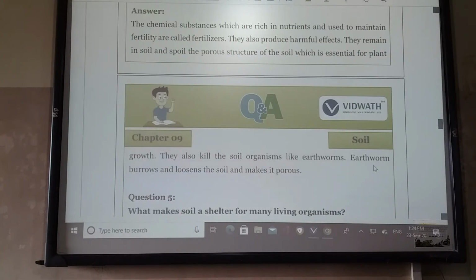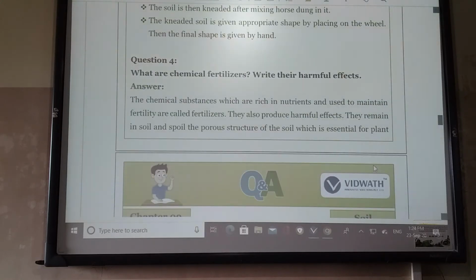Next one is: what are chemical fertilizers? Write their harmful effects. One of the harmful effects is when they are used unnecessarily. The chemical substances which are rich in nutrients and used to maintain fertility are called fertilizers. Generally we use them for the enrichment of nutrients. They also produce harmful effects.